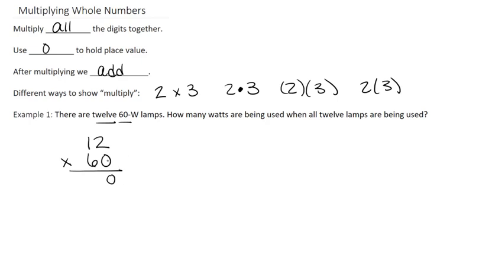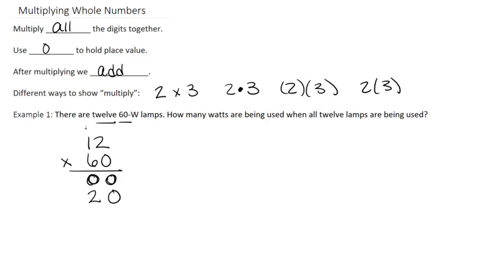So we can go ahead and just go 0, 0, because 0 times 2 is 0. 0 times 1 is also 0. Next, we move on to the 6. But before we do that, we use 0 to hold the place value, because we moved on to the tens. So now we have 6 times 2. 6 times 2 is equal to 12.